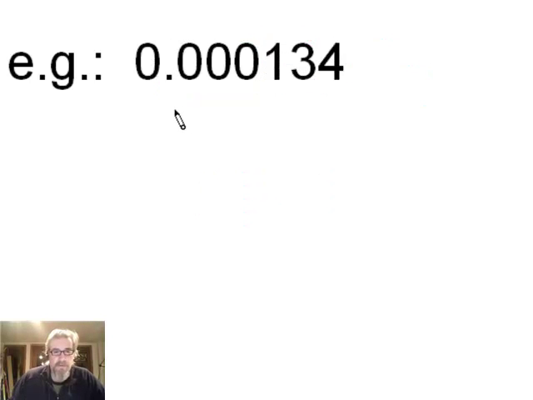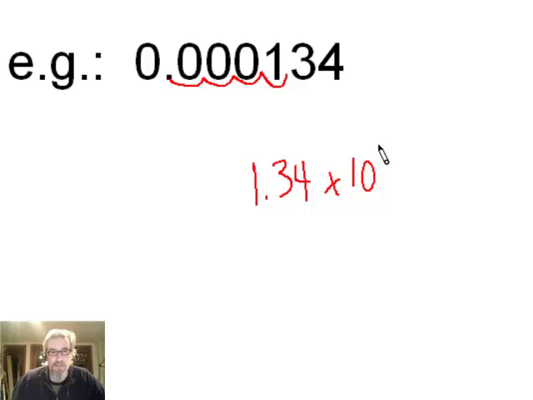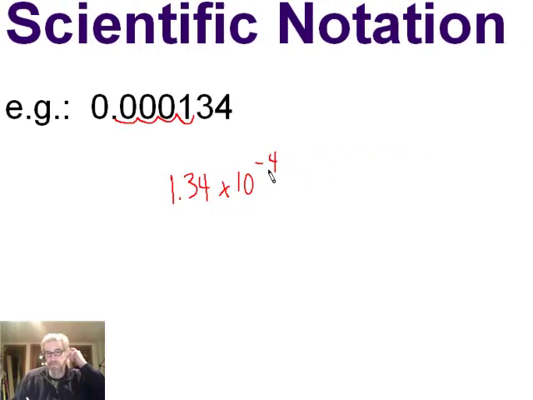Here's another example. This is a number that's smaller than 1, and so therefore my exponent is going to be negative. How negative? Well, let's count. 1, 2, 3, 4. If I move it 4 places, I have exactly 1 digit to the left. That's non-zero. So my mantissa is going to be 1.34 because the leading zeros were not significant, and my exponent is going to be negative 4 because I moved the decimal point 4 places.